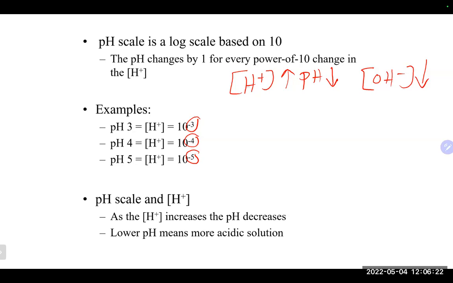The opposite would be true, obviously, if the H plus concentration went down. The pH would then go up. And the reason the pH would go up is really because your OH minus concentration would go up in that case as well. So in that opposite case, as the H plus concentration goes down, the OH minus concentration rises. You basically have a lot more base in that solution, and the pH would reflect that, and you would end up with a higher pH at that point.